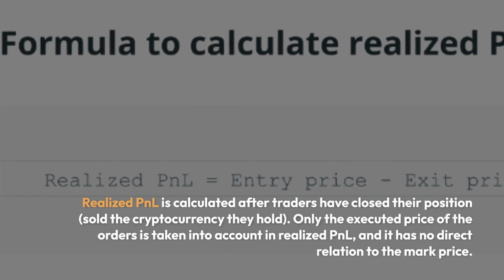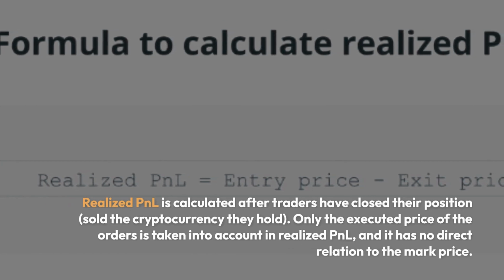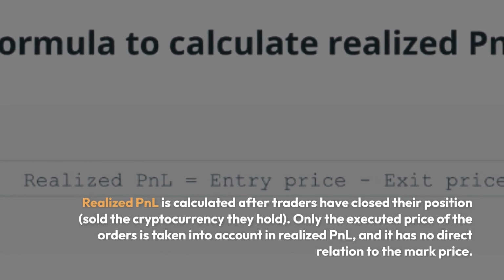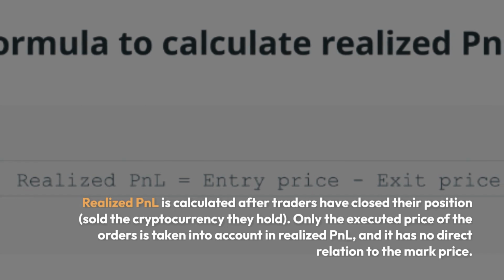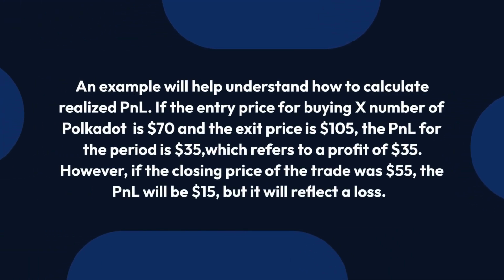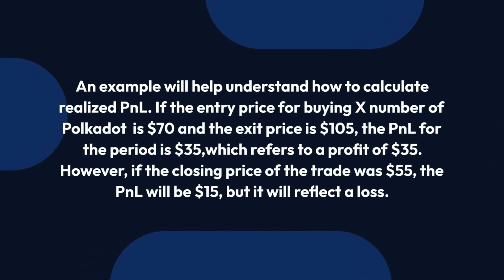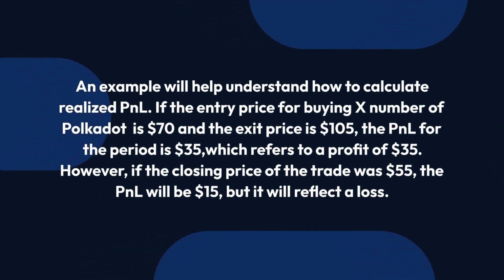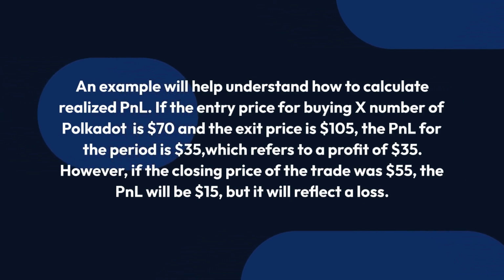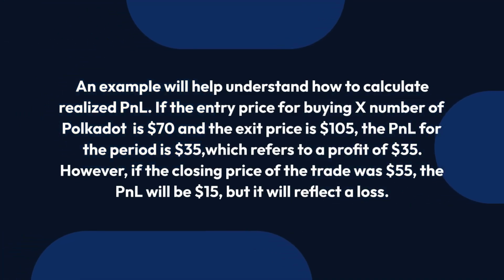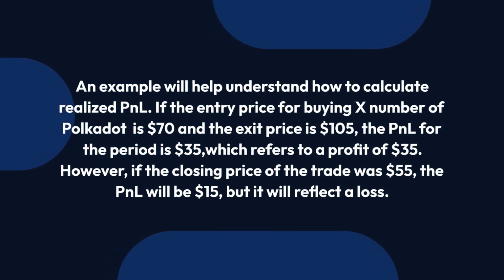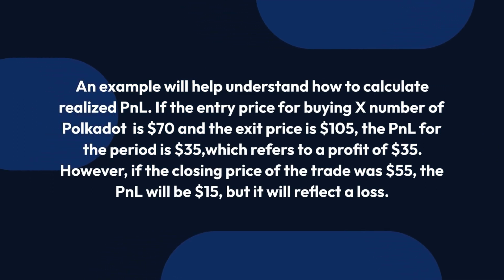Realized PnL is calculated after traders have closed their position. Only the executed price of the orders is taken into account in realized PnL, and it has no direct relation to the mark price. An example will help understand how to calculate realized PnL. If the entry price for buying X number of Polkadot is $70 and the exit price is $105, the PnL for the period is $35, which refers to a profit of $35. However, if the closing price of the trade was $55, the PnL will be $15, but it will reflect a loss.